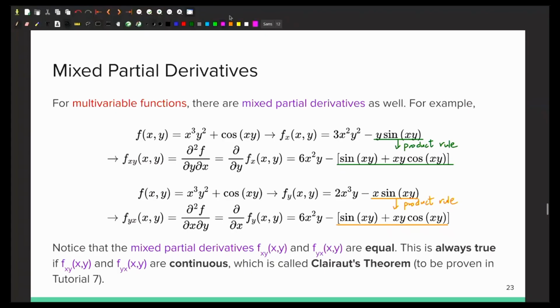Then you might observe that actually the two expressions are the same. So we have f sub xy equal to f sub yx. And this is always true, as long as your mixed partials are continuous. You can see that the functions are continuous. So as long as it's made from continuous functions, this is always true. And we can prove this actually. We'll be proving this in tutorial 7, not tutorial 6, the next one, because tutorial 7 deals with integration. So we're going to use integration to prove this identity. But this is just a result. If you want to get the mixed partials, you can either do x first, then y, or you can do y first, then x, and the result will be the same.